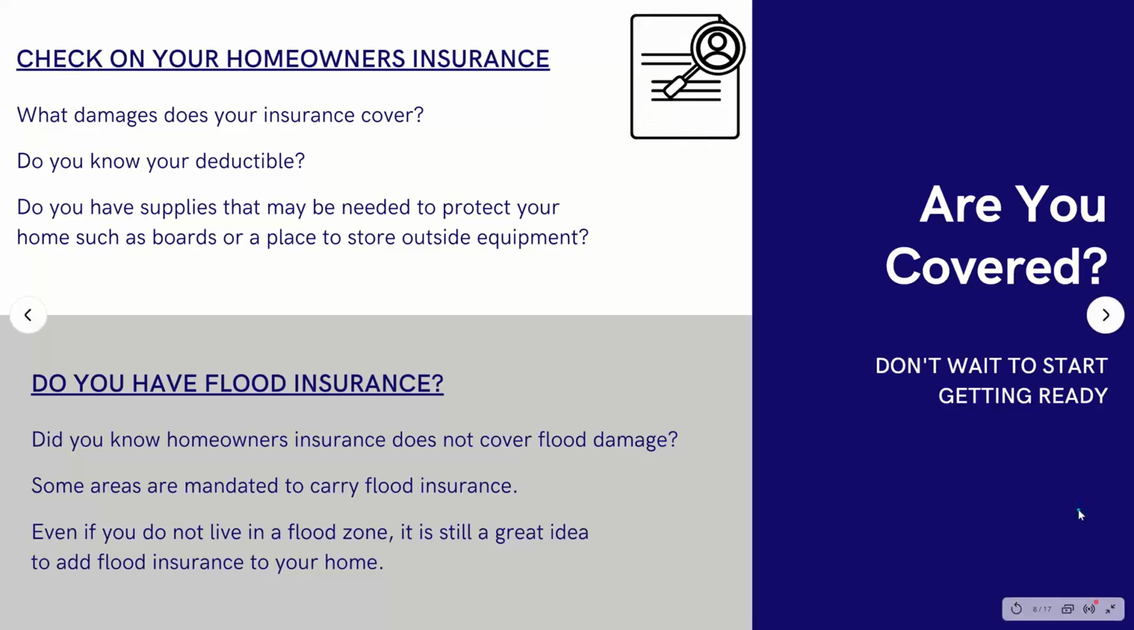And then also check, do you have flood insurance? Homeowners insurance does not cover flood damage. Homeowners insurance covers anything coming from the sky down. It does not cover the water coming from the ground up. So if you're flooding, your homeowners insurance will not help. Some areas mandate you to carry flood insurance, depending on where you live. And even if you do not live in a flood zone, it's still a good idea to make sure you have that flood insurance. As we've learned over the last few years, anywhere in this area can and will flood.